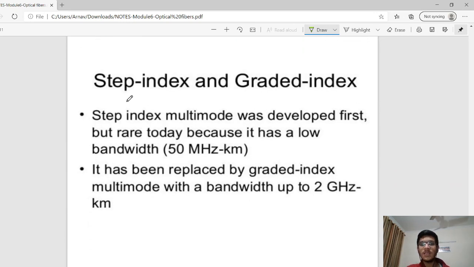Now, the difference between the step index and graded index is that step index multimode was developed first, but is rarely used today because it has a low bandwidth of around 50 megahertz per kilometer. These days, it has been replaced by graded index multimode with a bandwidth of up to 2 gigahertz per kilometer.